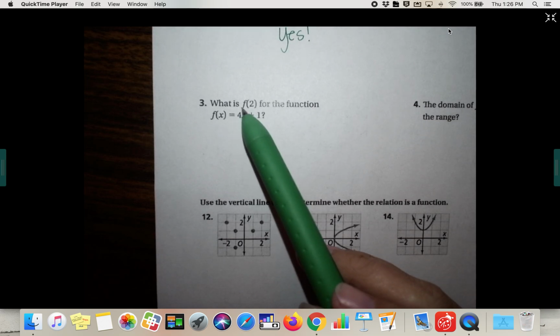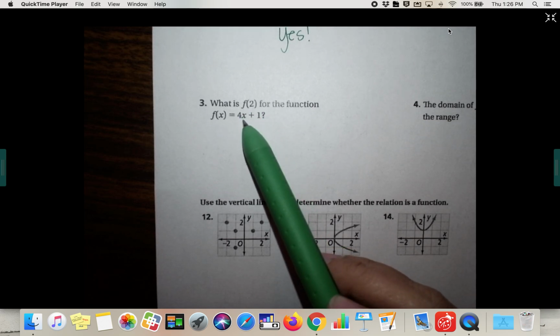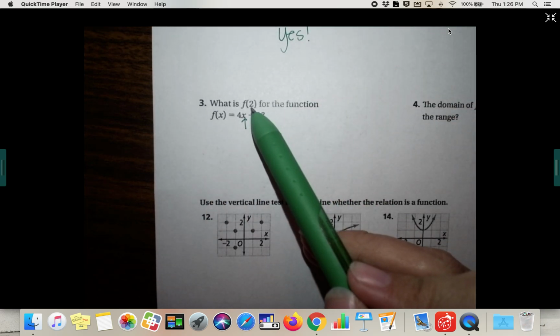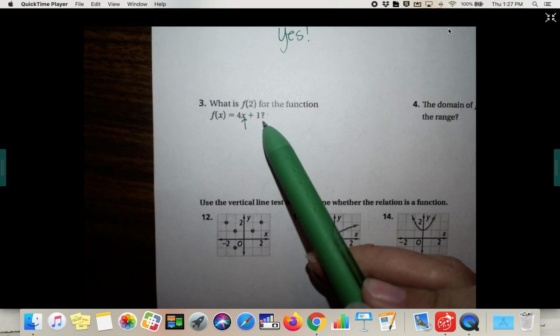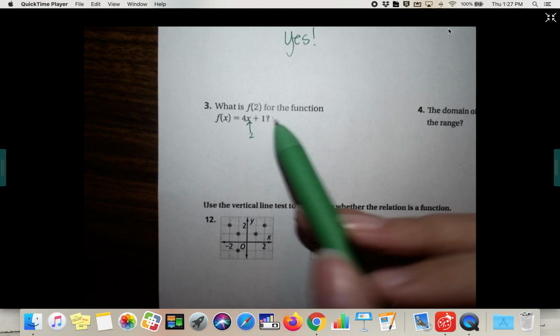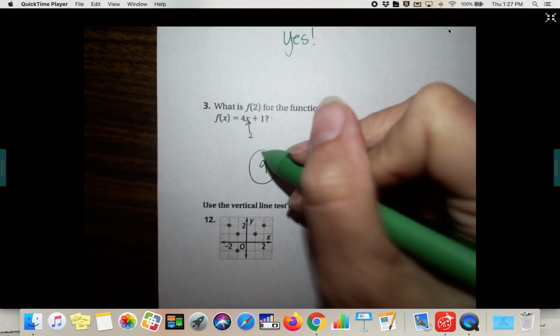When it says what is the function of 2, that means plug 2 in for x and solve it. So it's saying if the domain was 2, what would it be? So it would just be 4 times 2, which is 8, plus 1, which is 9.